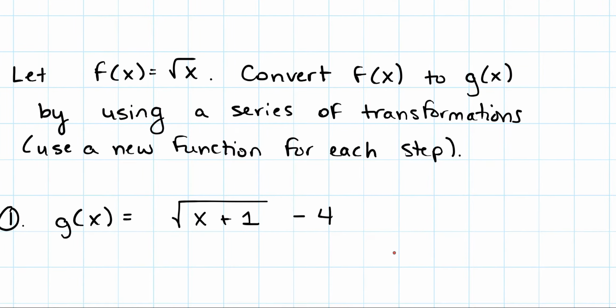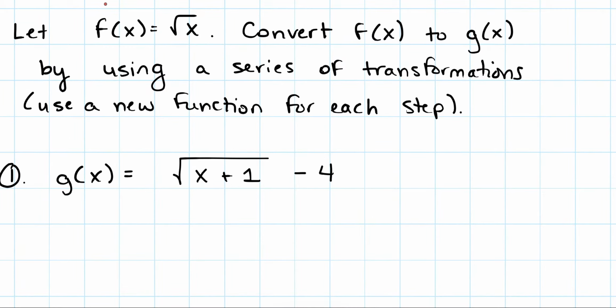Okay, so now I'm going to give you more than one step to go from f of x to g of x. Here we're going to give you the function f of x is the square root of x, and I want to convert f of x to g of x by using a series of transformations. I want to use a new function for each step. Watch me do a couple so you can understand what I mean, and then you can do some by yourself, like pause the video and then check to see if your work is correct.